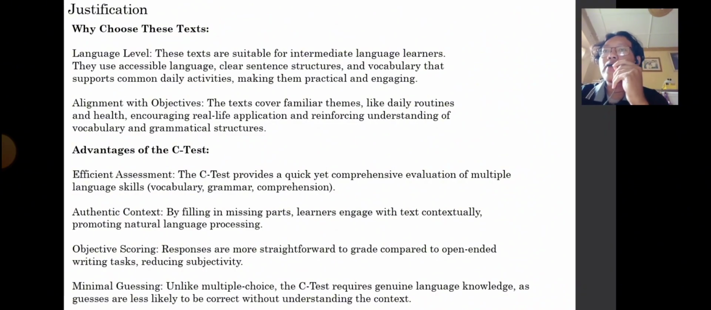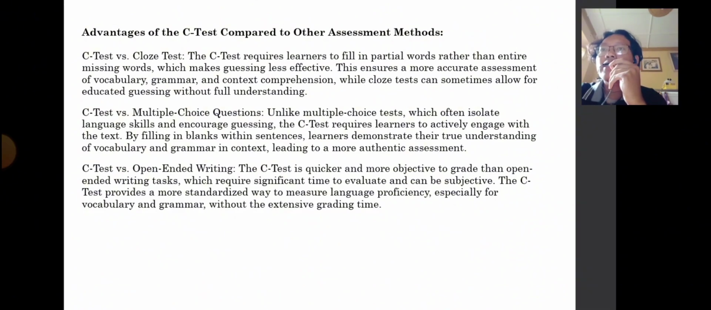And then for the advantages of the C-test compared to other methods. The first, C-test versus cloze test. In a cloze test, learners fill in entire missing words, which sometimes allows educated guesses without full understanding. With the C-test, however, they complete parts of words, so guessing is not easy. This makes it a more accurate way to assess the grasp of vocabulary, grammar, and context.